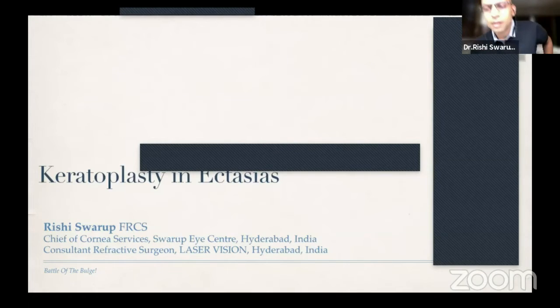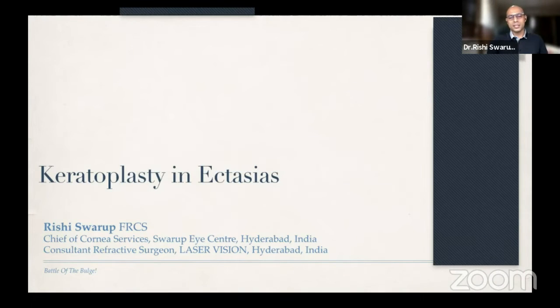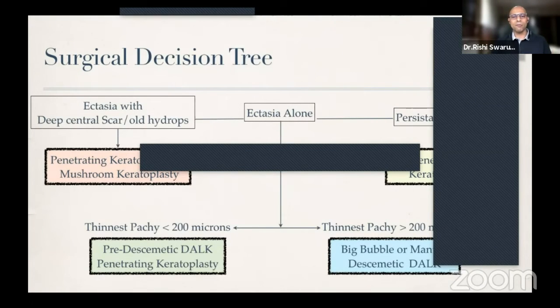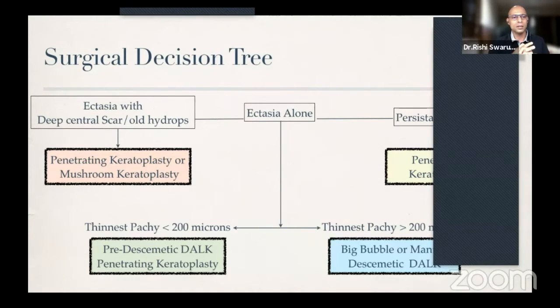All right. So my next talk is on the role of keratoplasty in ectasia. This is the decision tree that I follow when I'm planning the management of ectasia. If it is an ectasia alone, then you have to see how is the thickness of the cornea. If it is a very thin cornea, then probably a pre-Descemetic DALK or a penetrating keratoplasty might be better. So extreme ectasias. But if the thickness is quite good, then of course you can go for a traditional big bubble or a manual Descemetic DALK, in which you can try to go down to the Descemet's level.